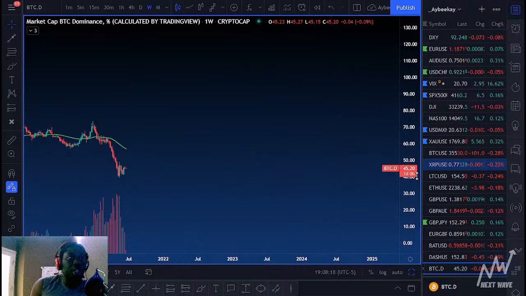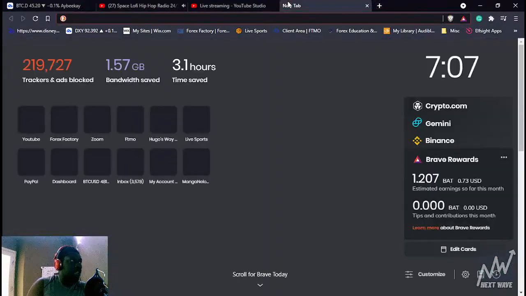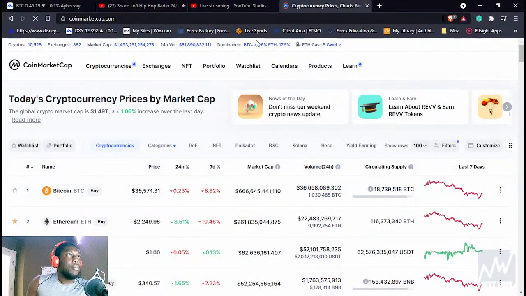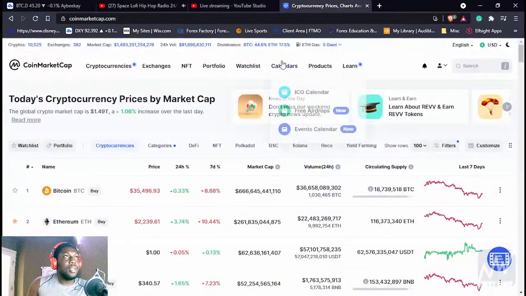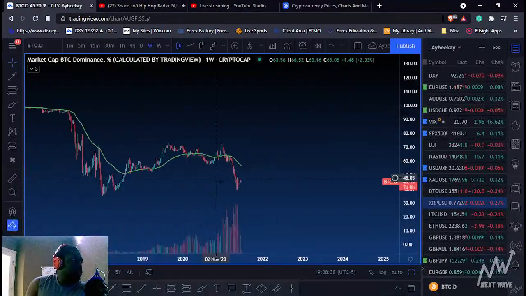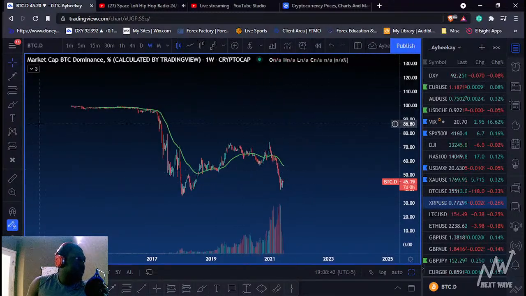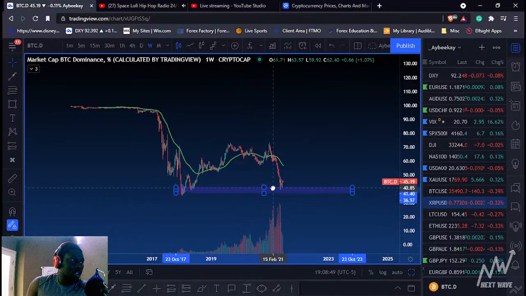So Bitcoin dominance is at 45.20%. And I'm just going to go ahead and make sure that that's correct and go to coinmarketcap.com. Yeah, perfect. 44.6. It's not exactly the same, but it's basically the same. So price is double bottoming down here, well, not double bottoming, but it came back to these lows.